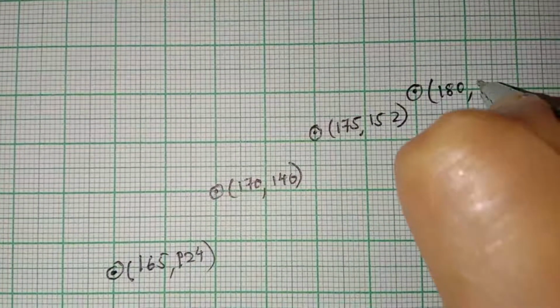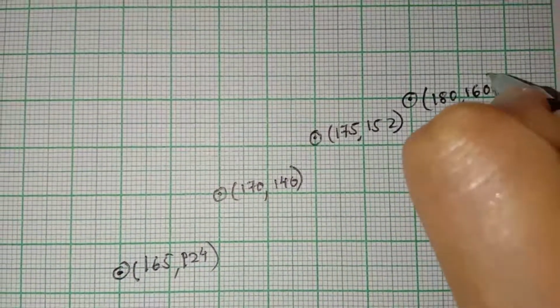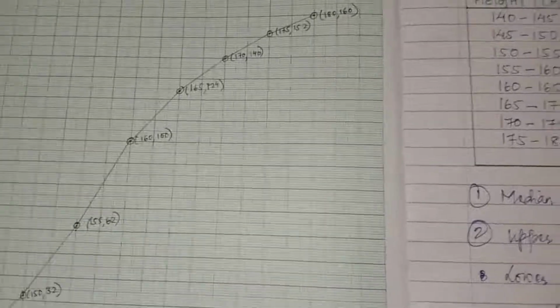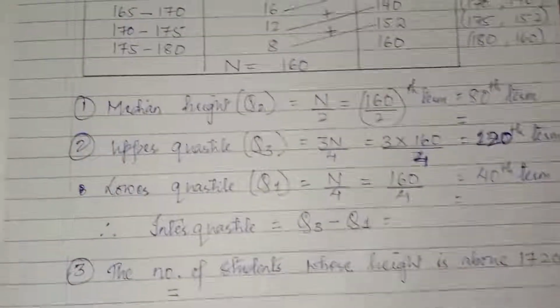180, 160. Now we have to join all the points. Okay, so here I have joined all the points. Okay, so we got this graph. Now we have to find the answer.